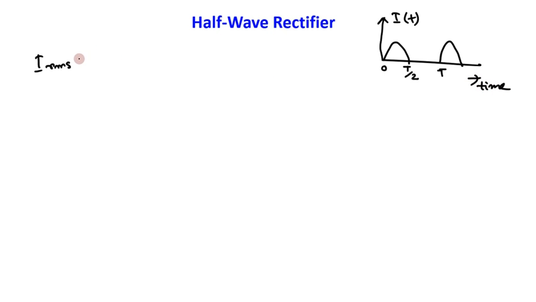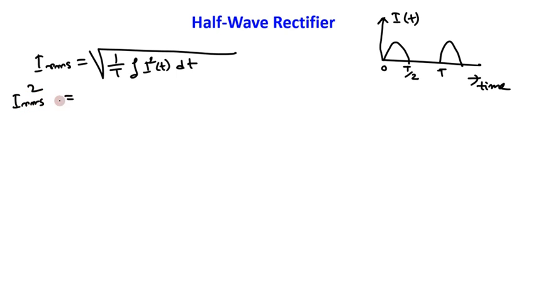So in general, to find the RMS value for any signal, we use this expression: 1 by T integration of I square of t dt. If we substitute it here, it might look a bit complicated, because everywhere we have to write this root. So let us do it the other way. Let us take the square of that, and we will find the IRMS last.